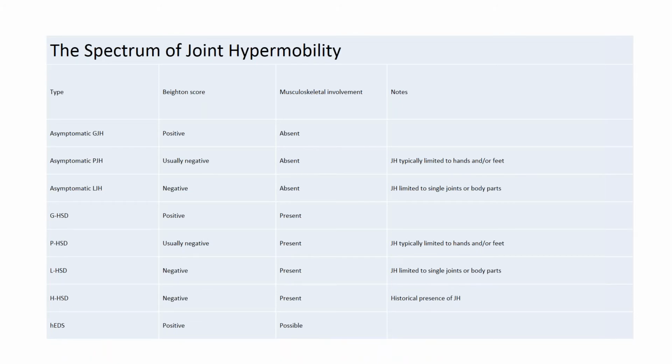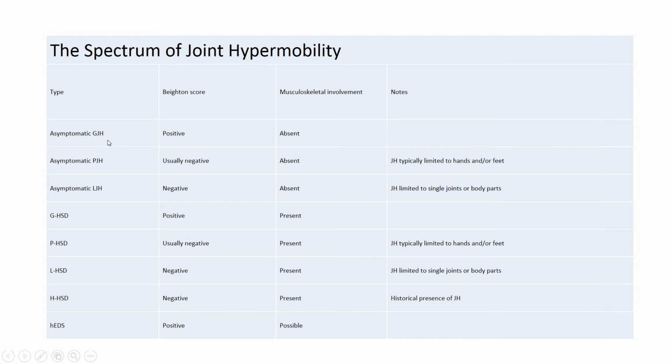Now, I would like to mention at this point this idea of a spectrum of joint hypermobility, which was a really new idea that came out of the deliberations for the 2017 publication. Dr. Marco Castori and the committee that was looking at hypermobile Ehlers-Danlos syndrome in 2016 came up with this idea that there is a spectrum of joint hypermobility that runs from asymptomatic generalized joint hypermobility all the way through to hypermobile Ehlers-Danlos syndrome. And they posed an idea that there are 3 different types of joint hypermobility.